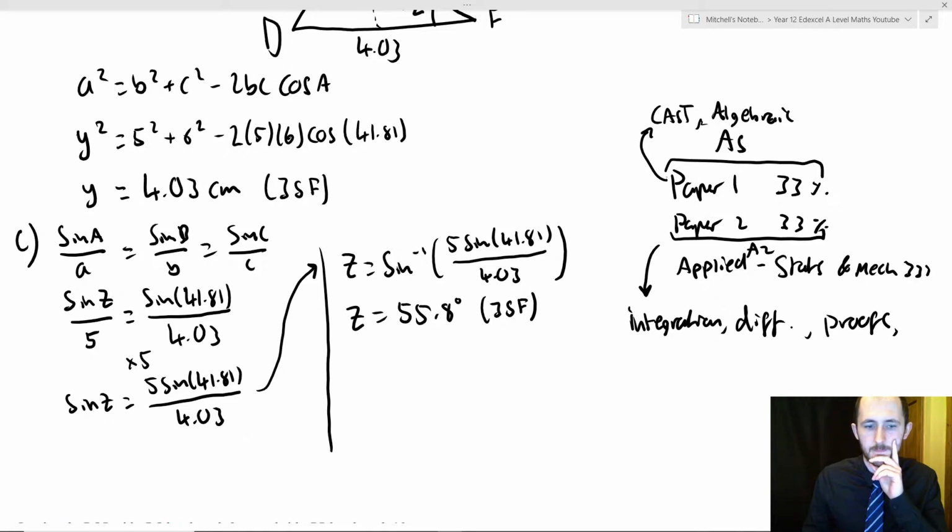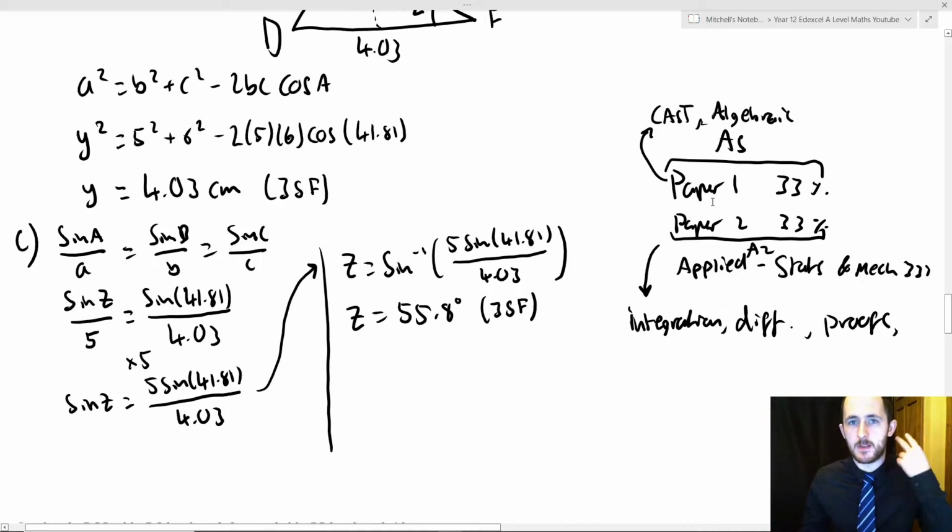Okay? Hopefully that answers your question. In general, paper 1 and paper 2 are pure, so you might hear them called pure 1 and pure 2. It doesn't matter. Two of the papers are pure only. The third paper is stats and mechanics only. But yeah, good question. To be honest, paper 1 tends to be the easier one.